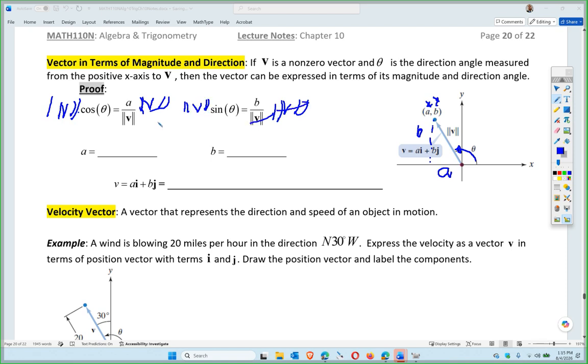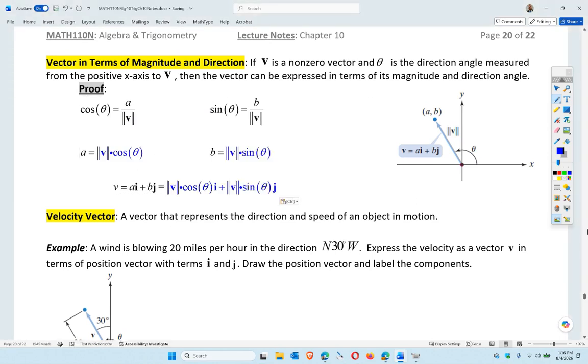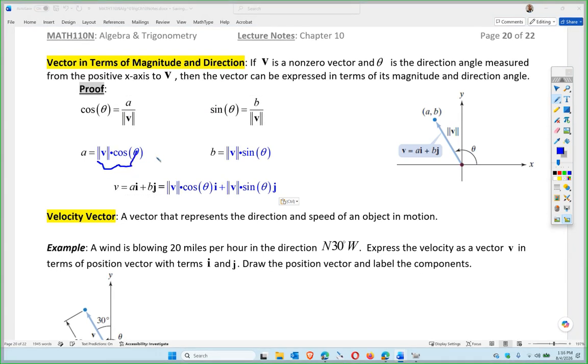That will cancel this, and it'll cancel this. That means A equals the magnitude times cosine, and B is the magnitude times sine, essentially, right? So the result is that A becomes this value here, magnitude times cosine, and B becomes the magnitude times sine. So I can replace A with this, and then replace B with this, and get my new equation, which works well for trigonometry.